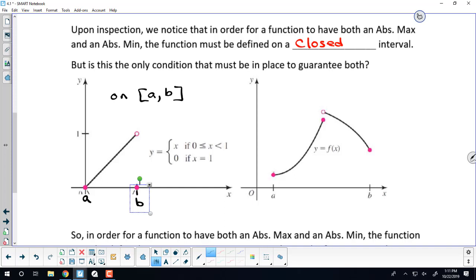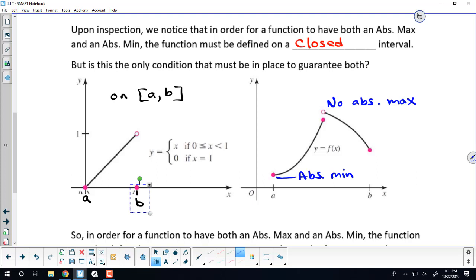Similar situation, this function f of x on the right is defined on the closed interval AB, but it's not continuous on that interval. So we do have this absolute minimum, but no absolute maximum. And again, these are just a couple of situations. There's infinitely many situations we could represent, but this is just to give us a sense.